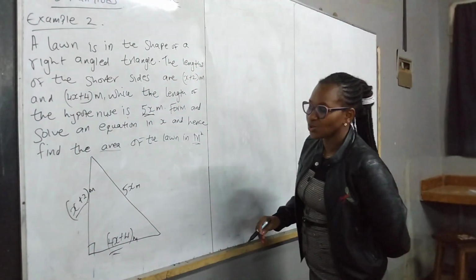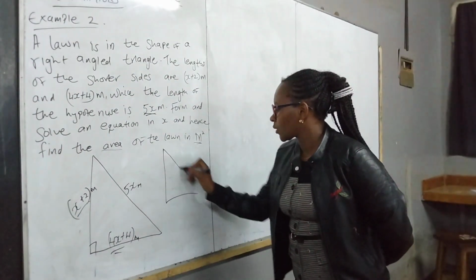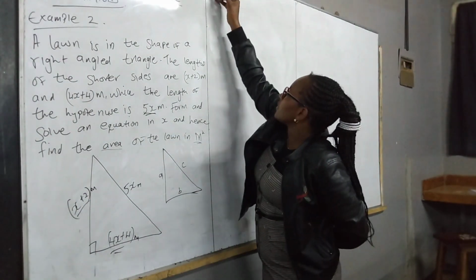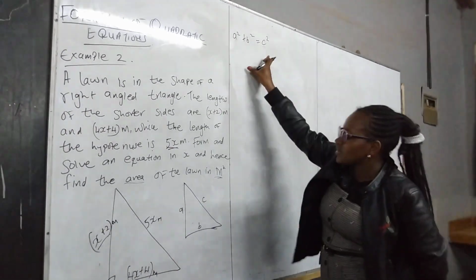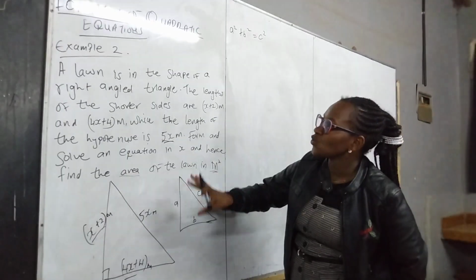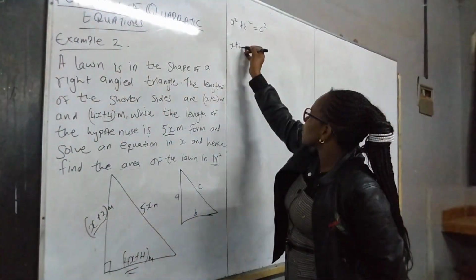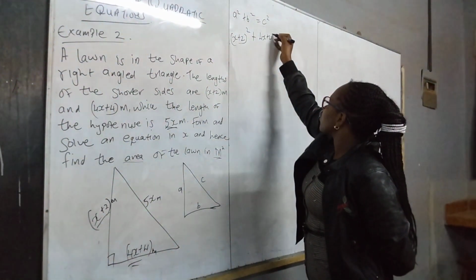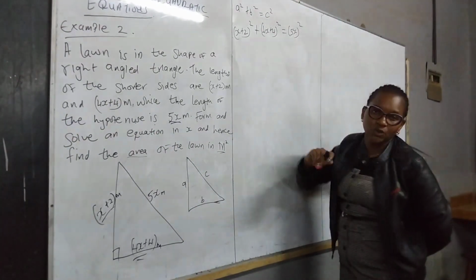Now, from a concept that we learned in Form 2 about how to get the sides of a right-angled triangle, we are going to use the Pythagoras theorem. In Pythagoras theorem, where we have A, B, and C, we say A squared plus B squared is equal to C squared. That same concept is what we are going to apply here. But now, the answer is going to lead us to quadratic equations. So here we have x plus 2 squared plus 4x plus 4 squared is equal to 5x squared.